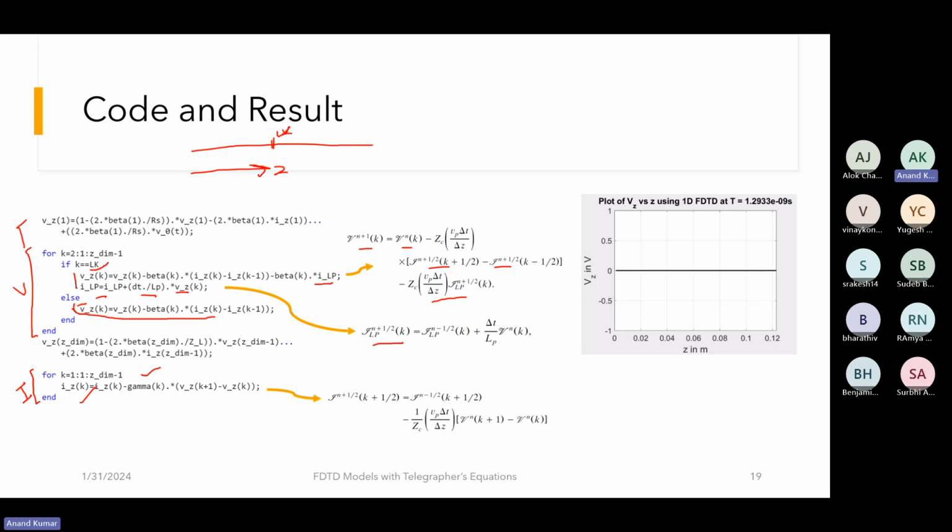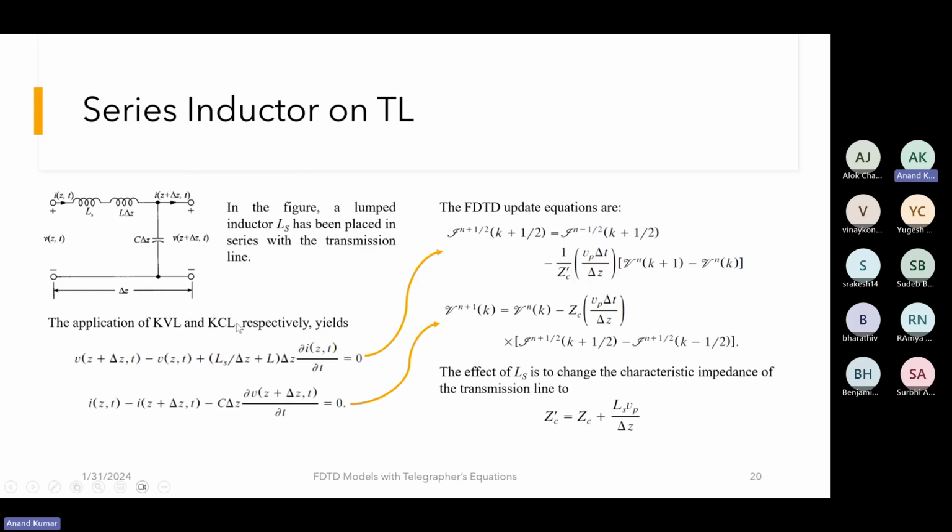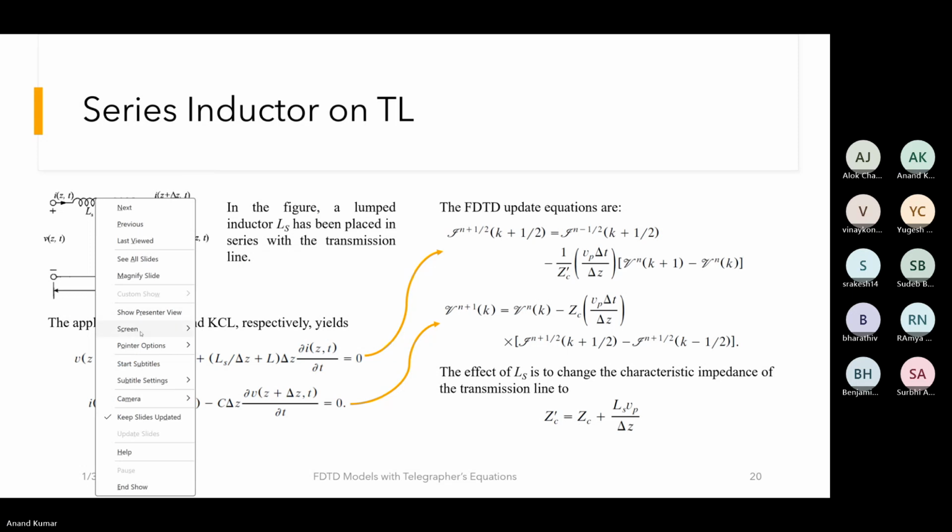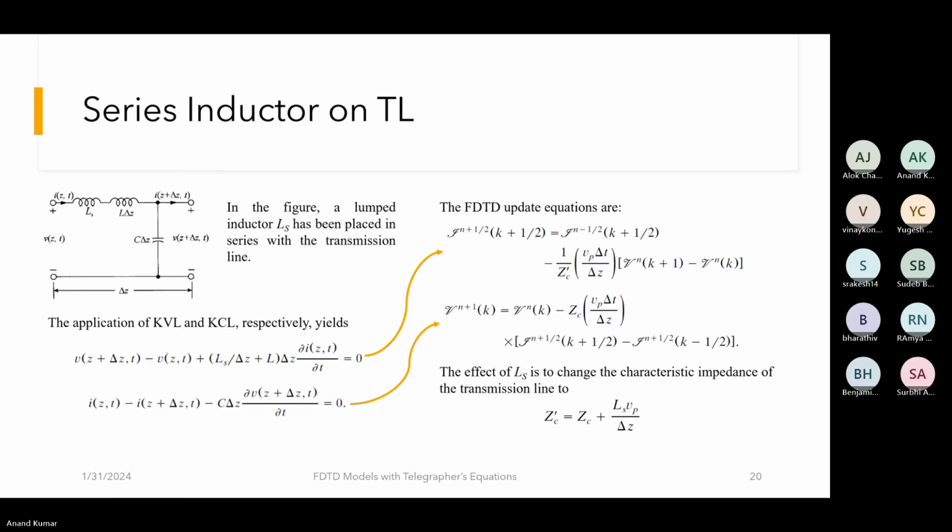Okay, so this was pretty much straightforward, and in a similar fashion, we will go through all the lumped components. So this was inductor in parallel with the transmission line. Similarly, the next case would be inductor in series with transmission line. So now we have an inductor in series with transmission line, and the inductor value is Ls.